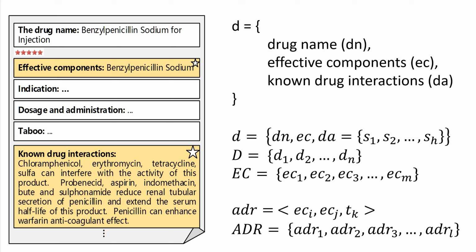And for more details, here is a drug instruction that we quote from the website. We choose D, which includes DN, short for drug name, EC, short for effective components, and DA, short for non-drug interactions, as research data. The non-drug interactions DA often consist of more than one sentence. We first split DA into several sentences. The raw drug instruction should be converted into sentences. The attribute non-drug interaction DA is pre-processed into a list of sentences. For each DA, we get S subscript 1 till S subscript H. In this step, each drug instruction is pre-processed into a tuple D, which includes DN, EC, and DA.